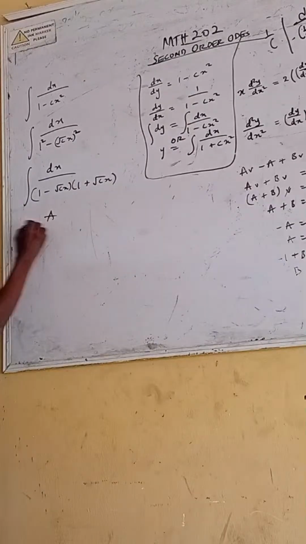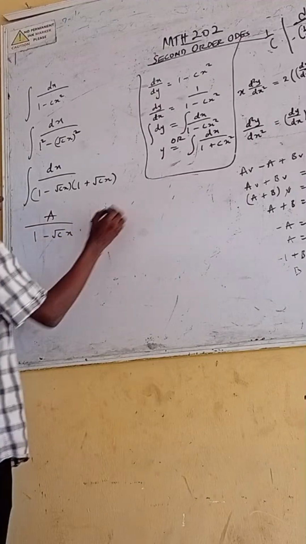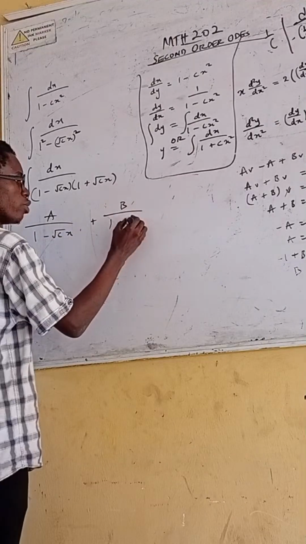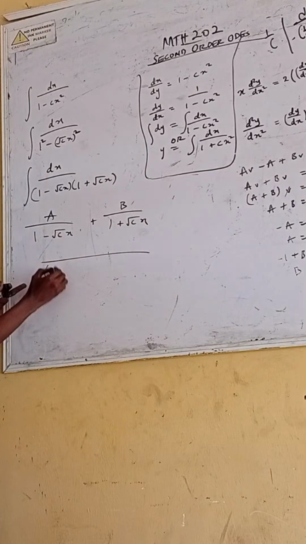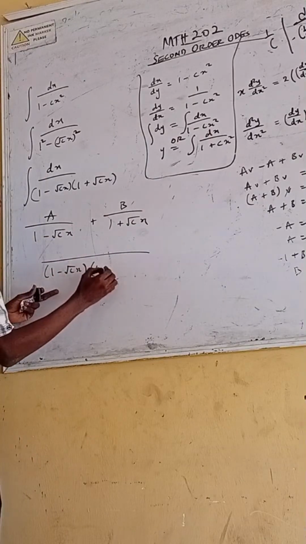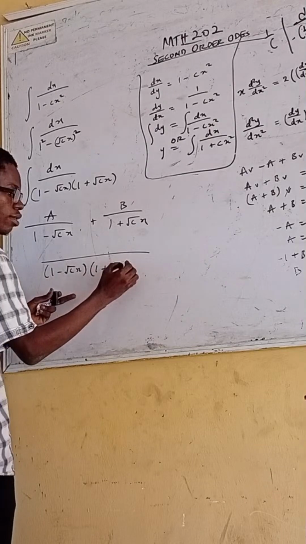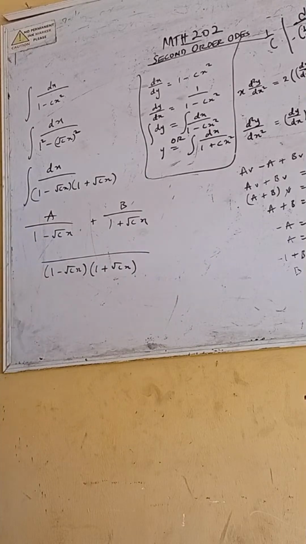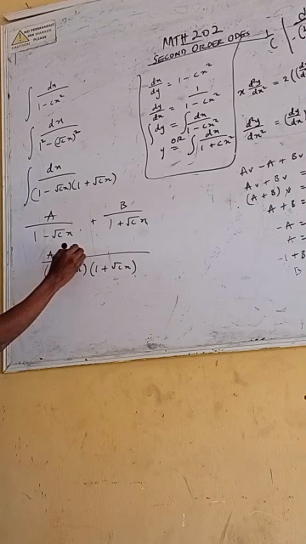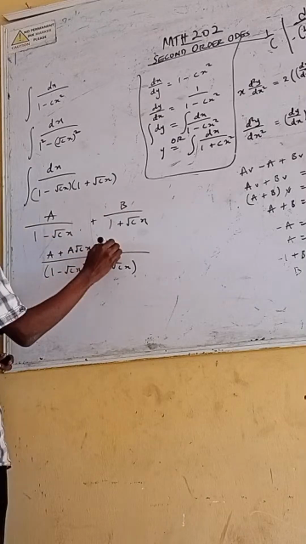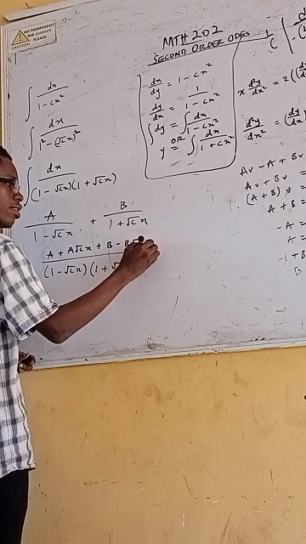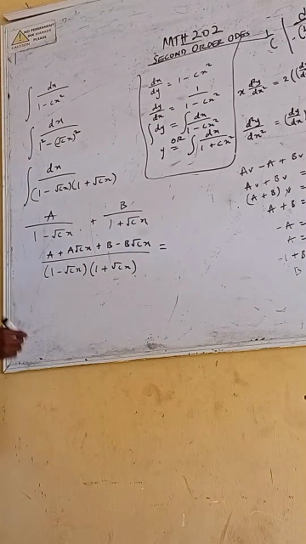So now I have A over 1 minus root c x plus B over 1 plus root c x. If I do this, I now have 1 minus root c x, 1 plus root c x. You can also use tricks now. Let me do it like this: A times everything here, A plus A root c x, plus B times everything here, B minus B root c x. Everything here is equal to 1.